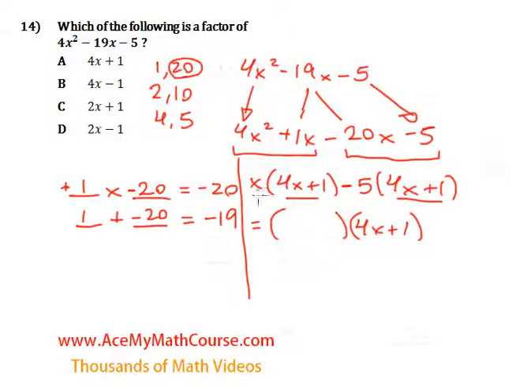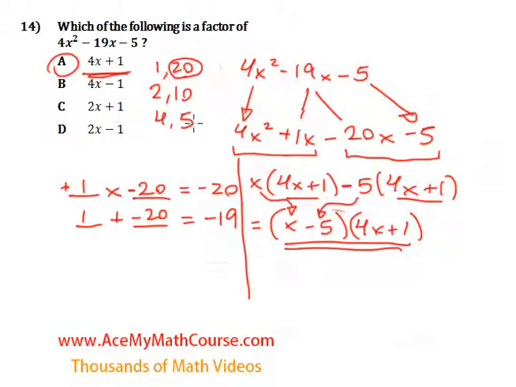Now, I can bring down the x and the minus 5. And we're done. So this is the fully factored form of the trinomial. x minus 5 times 4x plus 1. So the correct answer is A, 4x plus 1, which is one of the factors. And that's it for question number 14.